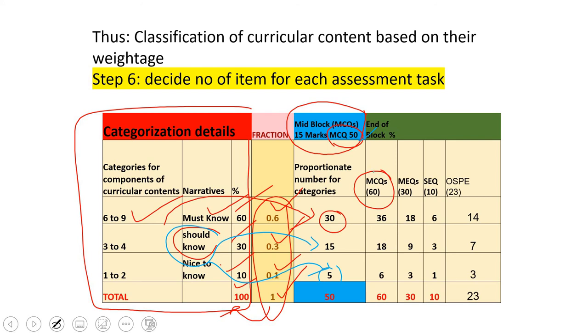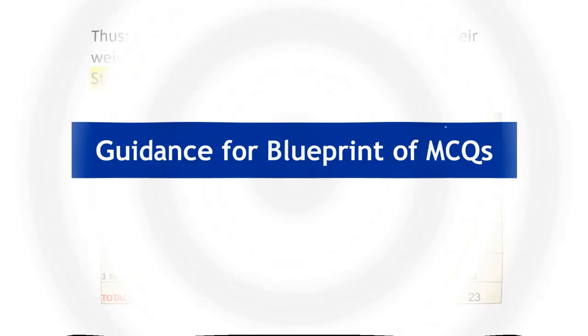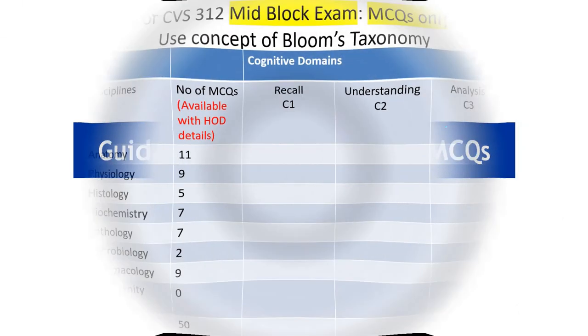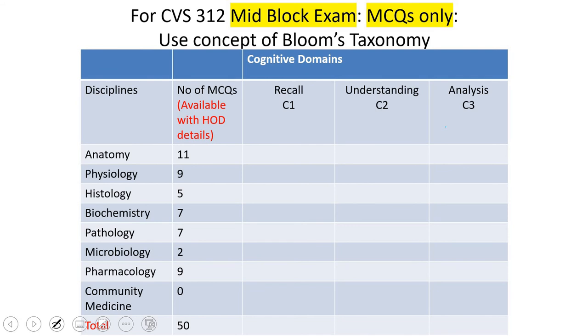And the same is the case for 60 MCQs and for MEQ, SEQ, OSPE. But remember, this is in our system-based block system, related to the end block exam. So in this presentation, we will be focusing on the MCQs, not on OSPE, SEQ, MEQs. In the mid block or end block exam, we have primarily targeted the MCQ blueprint in this presentation. This is some data available in our college related to the cardiovascular block: how many MCQs will be from this, how many will be from that.